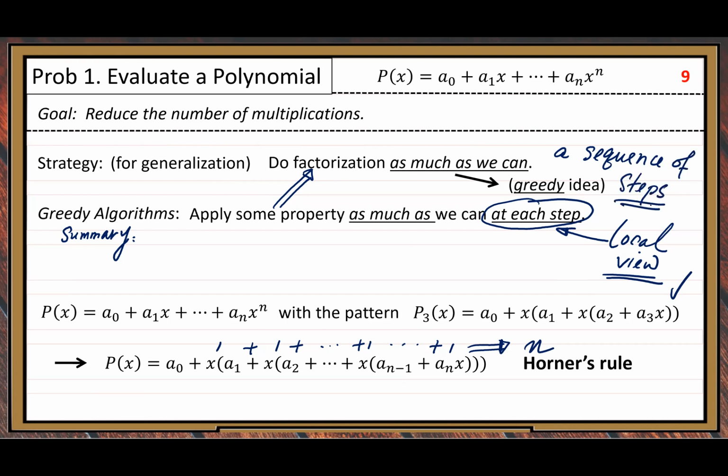Yeah. That sequence could be quite long. But here we only look at one step in that long sequence. So it's a local view, right? That means it's not a global view. Okay. Local view, not a global view. So here you can see the greedy strategy.